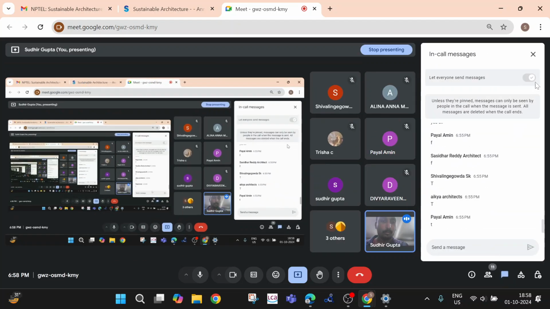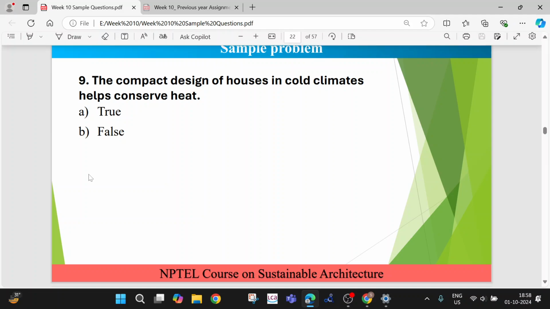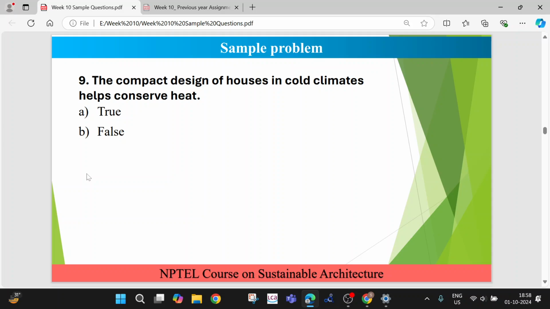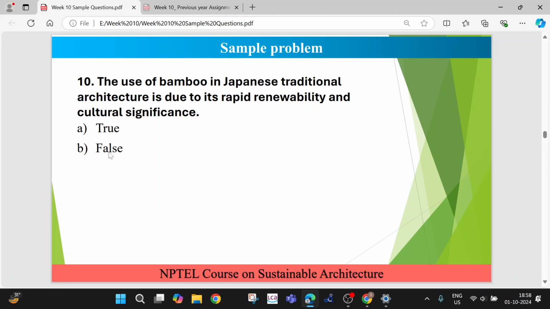Yeah, so all of you have given it correctly, and now it is clear also that this compact design, or in other words minimum surface to volume ratio, is preferred in cold climate conditions in order to conserve the heat inside of the building. Fine, let's move to the 10th question. Here is the 10th question. The use of bamboo in Japanese traditional architecture is due to its rapid renewability and cultural significance.